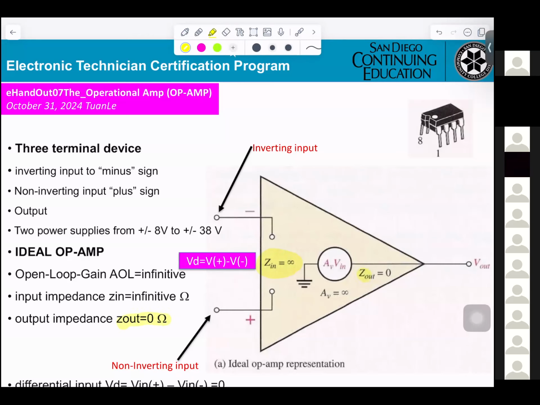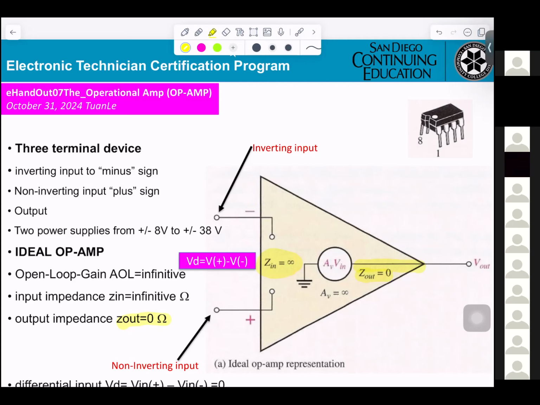This is the output impedance here. Go to the output. They want it to be 0. Okay. So when you're looking at the symbol here, you need to recognize that it will be a differential amplifier. But they're using only one output, not two.